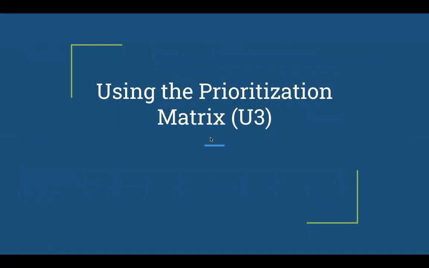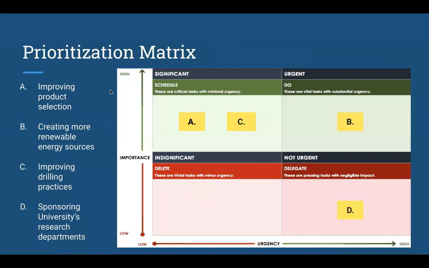The next part of Use Case 3 was using the prioritization matrix. So our metrics here are improving product selection, creating more renewable energy sources, improving drilling practices, and sponsoring university research departments, as I said in the last slide. And we put these in different categories of what's significant, what is urgent, what is insignificant, and what is not urgent. And this matrix will decide what we should do regarding these different practices.